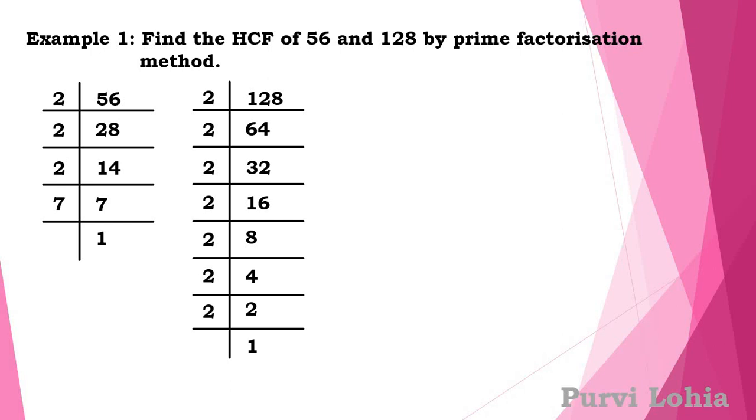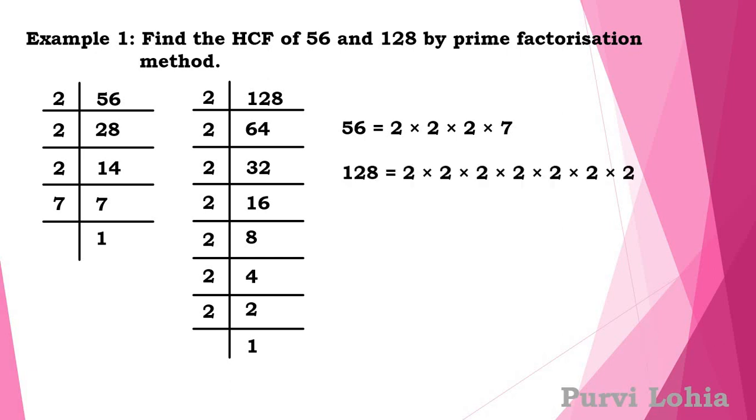Okay, so 56 will be written as 2 into 2 into 2 into 7, and 128 will be written as 2 into 2 into 2 into 2 into 2 into 2 into 2. There will be 7 2's. Okay, now what we do, we check the common factors. Okay, so here 2 and 2 are common. Again 2 and 2 are common, and again 2 and 2 are common. Right, 7 is not there in the factors of 128.